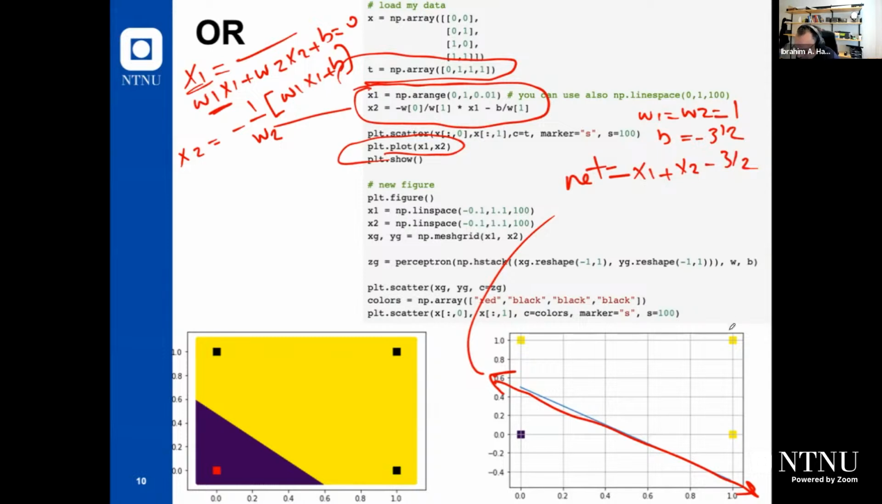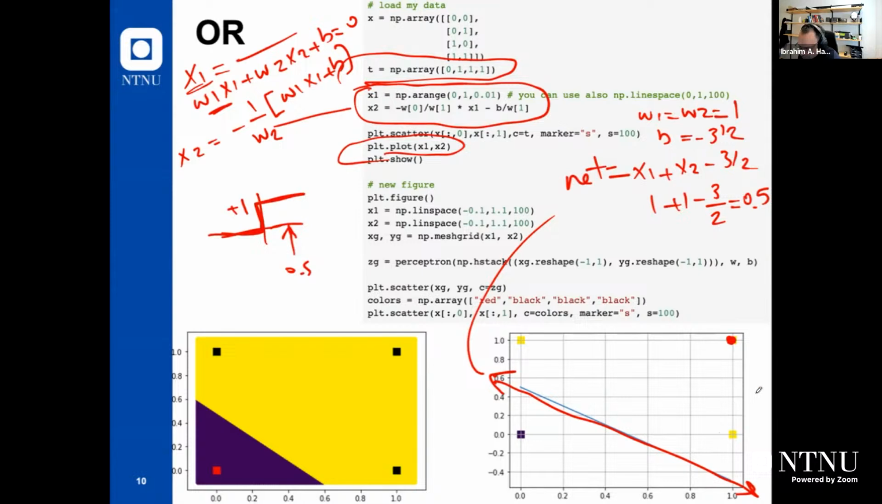Just select any point to test it. Select this point, it's 1 and 1. If I substitute this value into the equation, it will be 1 plus 1 minus 3 divided by 2, so it will be 0.5. 0.5 is positive. So when we send this 0.5 to my activation function, it will be classified into plus.